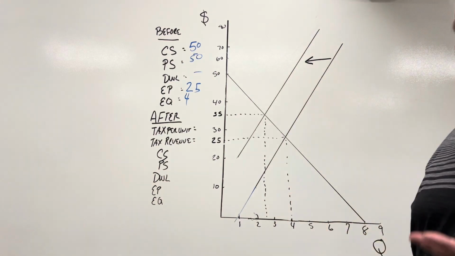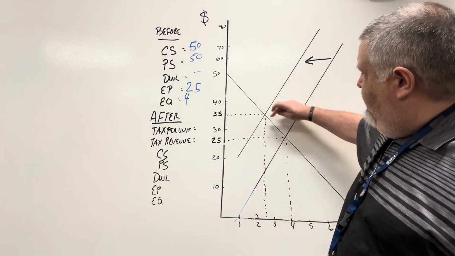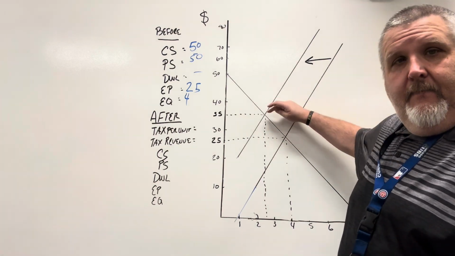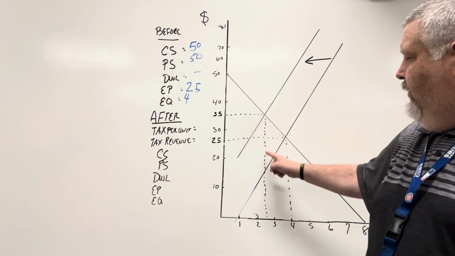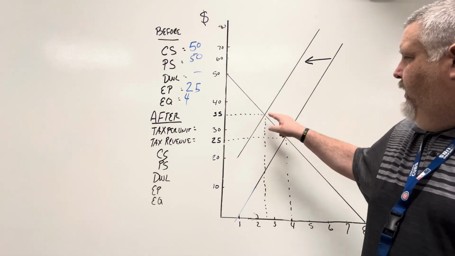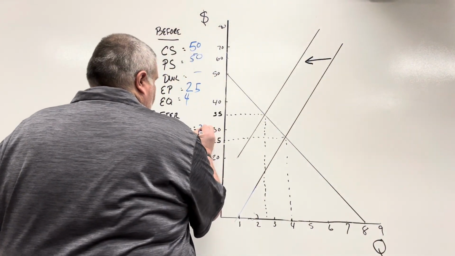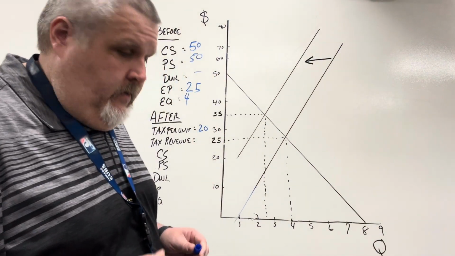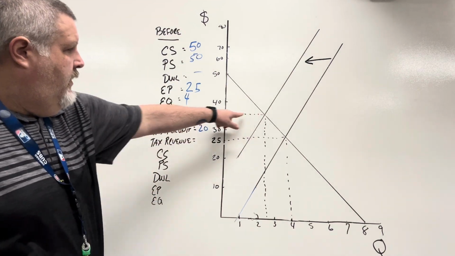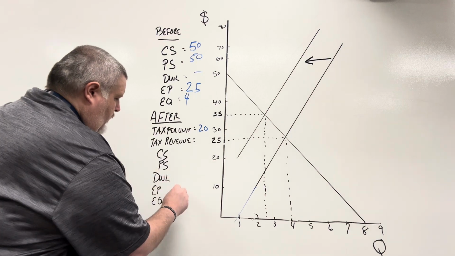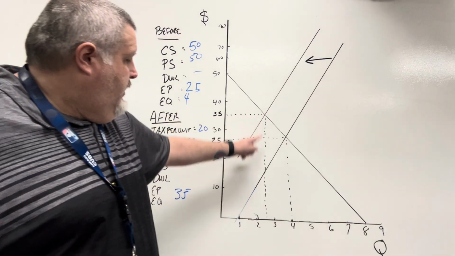So the first thing we want to know is how much is that tax? Now remember, to find that tax, we're not going to do this distance, okay? So it's not 10. Instead, we want to find the vertical distance. So how far is it from here to here? We see we're at 15 here, we're at 35 there. Our tax is 20, okay? And so that's the first thing we can do. Next thing we can do is our equilibrium price, 35. We can do our equilibrium quantity. Straight down, 2.5.